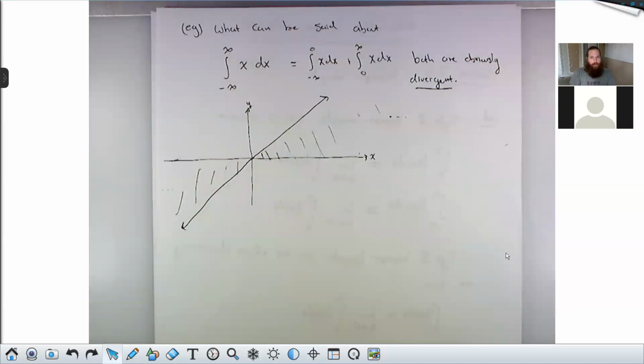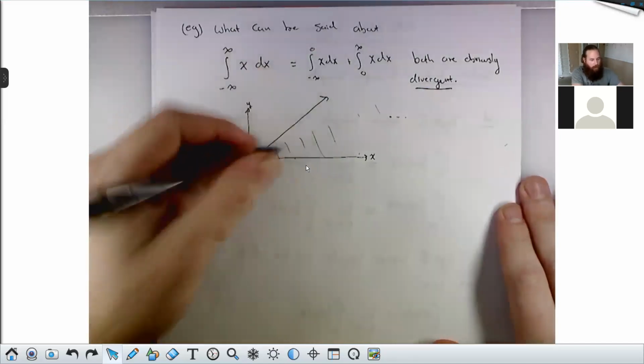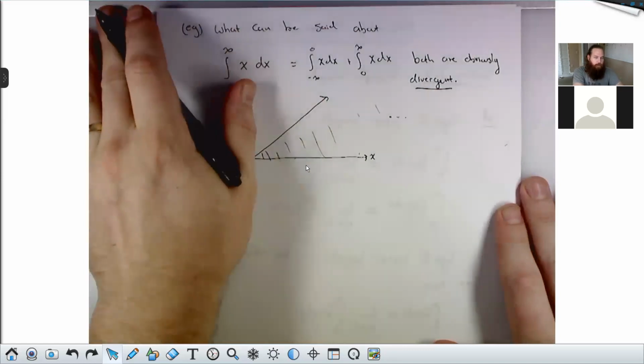So on the one hand, I want to say it's 0 because of the symmetry. But on the other hand, it's made up of two pieces, each of which is clearly infinite in size. This is a divergent integral. This is a divergent integral because of the way we have to define improper integrals. Why is it so obvious that they're divergent? Because this region right here is all of the area underneath y equals x from 0 to infinity.